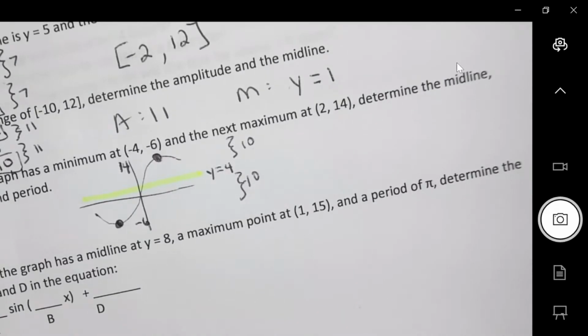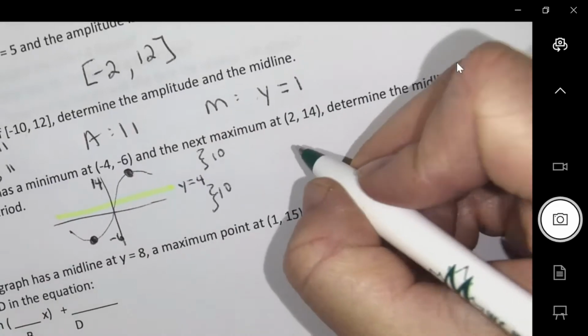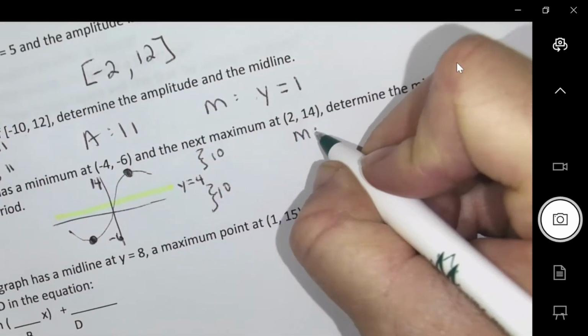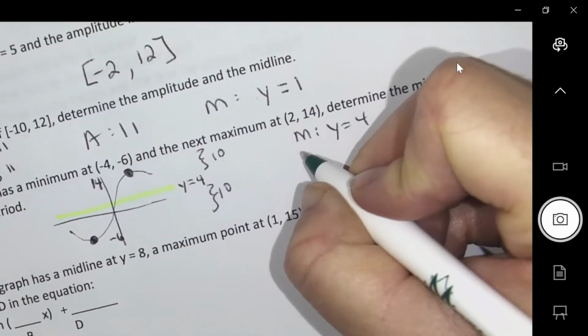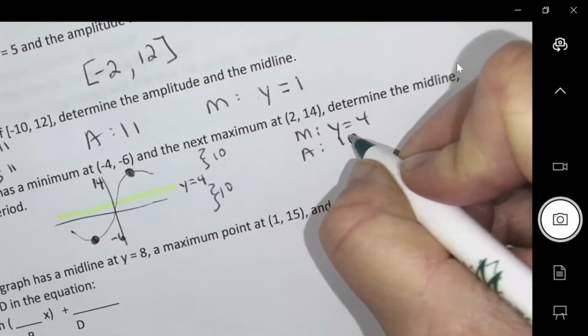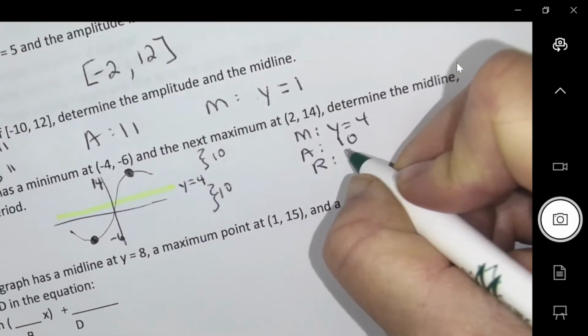So we have our midline, amplitude, range.